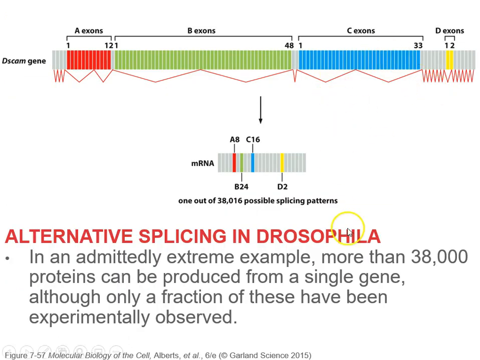This is an admittedly extreme example, but this gene right here in Drosophila has all of these exons, and if you look at all of the possible splicing patterns that you could have, this shows just one out of 38,016 possible splicing patterns. Now, people who work with Drosophila have studied this, and only a fraction of all of these different possibilities actually occur. Just because mathematically there's that number of possibilities, that doesn't mean physiologically you get that many. But the point is made that you can take this one gene and make lots and lots of different proteins from it.